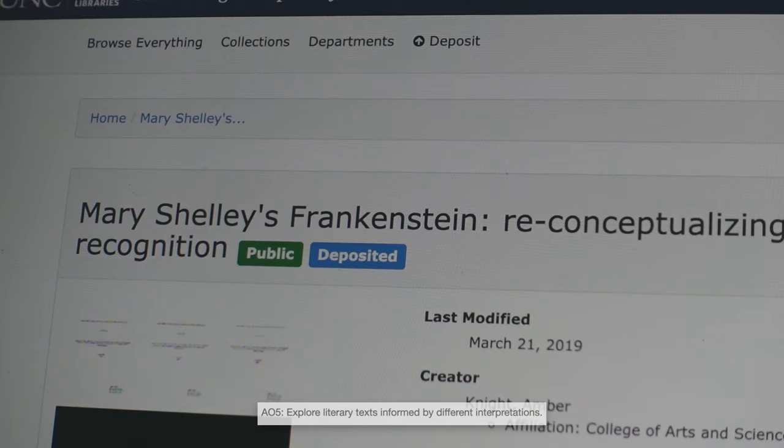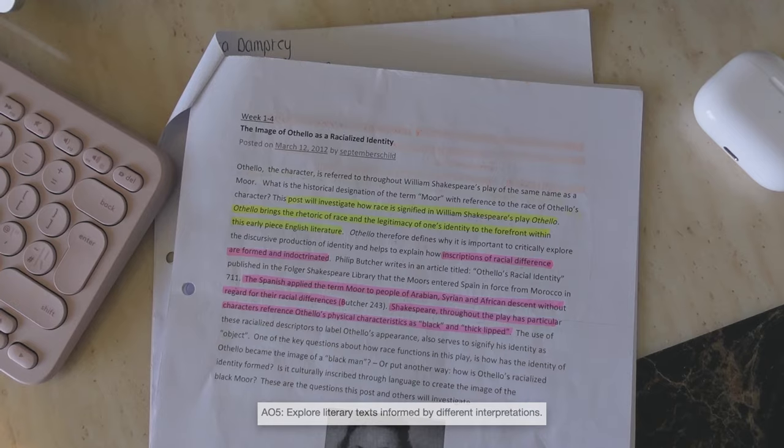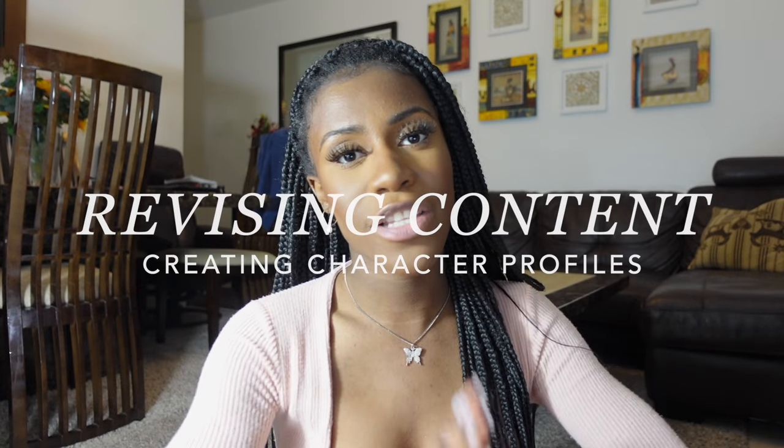So if you do these wider readings and you do see something that catches your eye, make sure that you write the person's name down and you try and remember a quote or two from whatever you just read so that you can incorporate it into your essay. We're going to talk a little bit more about critics and AO4 in the essay writing section of this video. Now, what do you do with everything you've just read? Well, next part I want to talk about is creating character profiles.